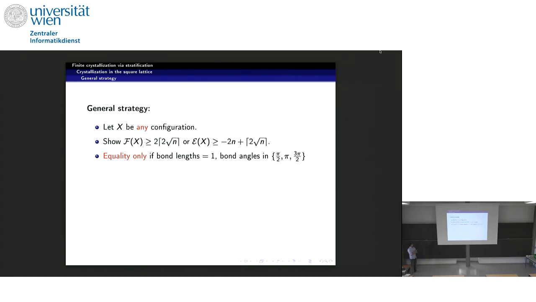So what I want to tell you here is that proving the crystallization results is very much about the energy, so you need to prove a lower bound for the energy and you need to characterize the equality case, and then you are done. That's the reason why in the following, I will very much concentrate on the discussion on the energy. Okay, that's what I said already.